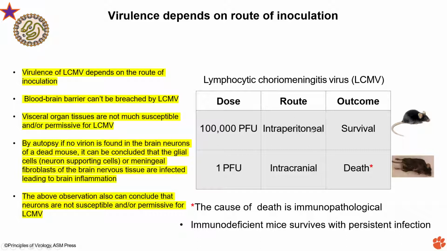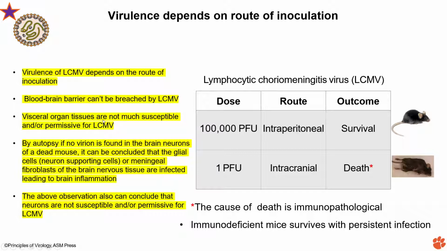If you give the virus intraperitoneally, it should circulate through the body and try to reach the brain, but it does not. If you give it into the body, it is not going into the brain, so the barrier cannot be breached by LCMV. The blood-brain barrier contains the virus in the body, and it cannot get in there. If you give it intracranially, you inject the virus directly into the brain to kill the mice. So you conclude that the blood-brain barrier can be bypassed by direct intracranial injection.